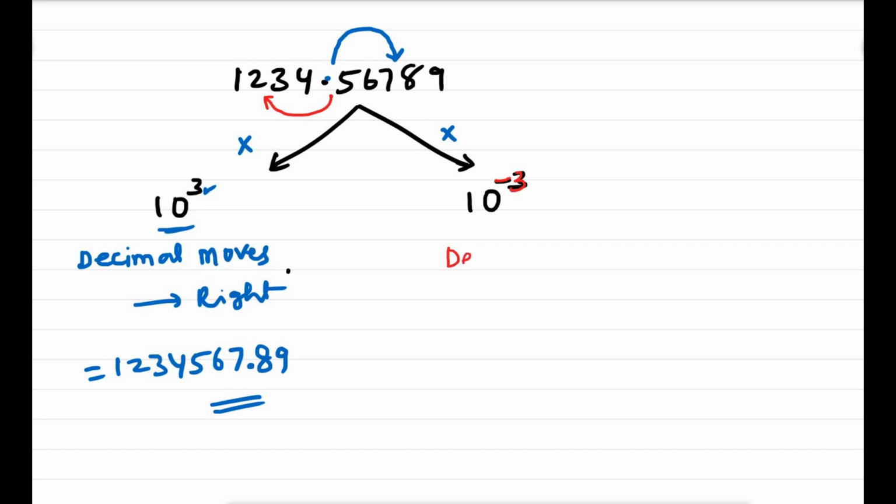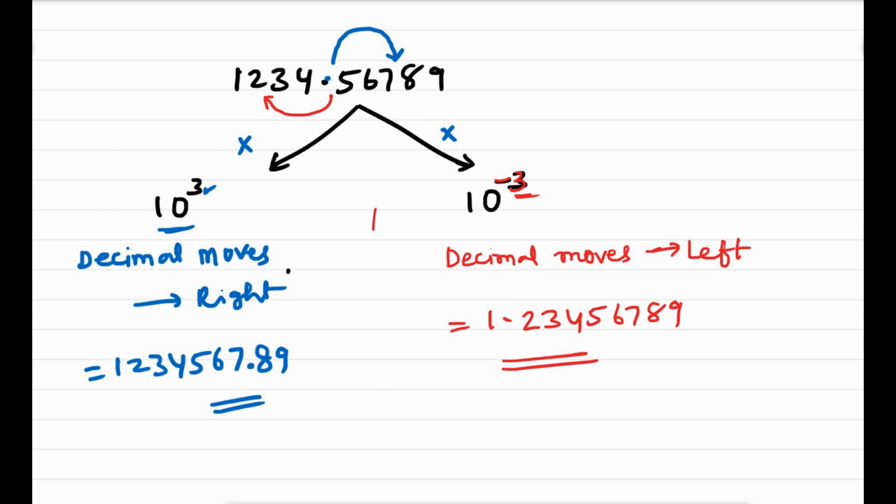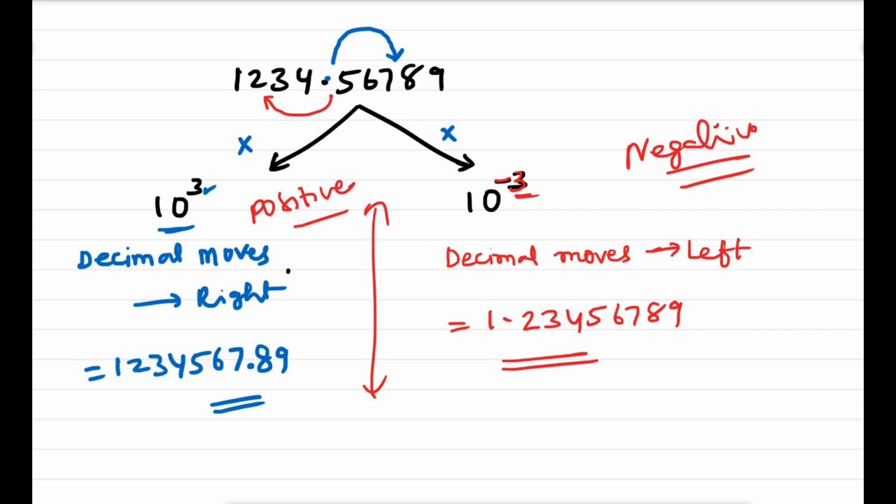If I multiply with the negative exponent, the decimal moves to the left side, 3 places. As many places as the power given, that many places it moves. So it is shown here as 1.23456789. So this is the difference between a positive exponent and a negative exponent. This may be helpful while solving these scientific notations.